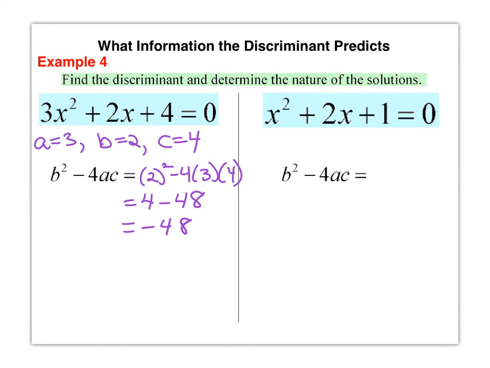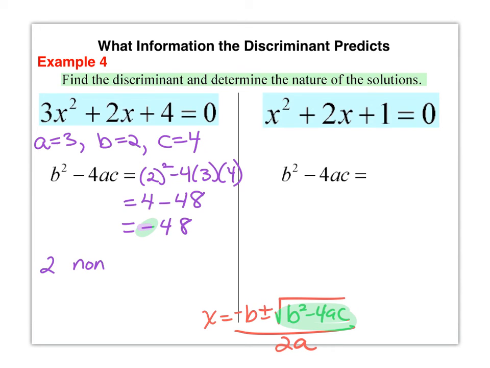So in the quadratic formula, the square root of b squared minus 4ac, recall the quadratic formula is x equals negative b plus or minus the square root of b squared minus 4ac all over 2a. Now the fact that the b squared minus 4ac is negative, then we know that we're going to have two non-real complex solutions to the quadratic equation.